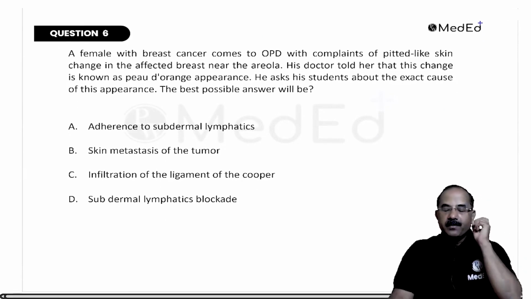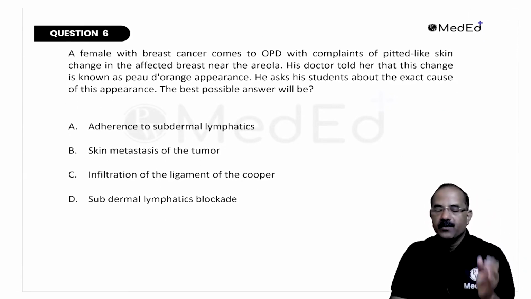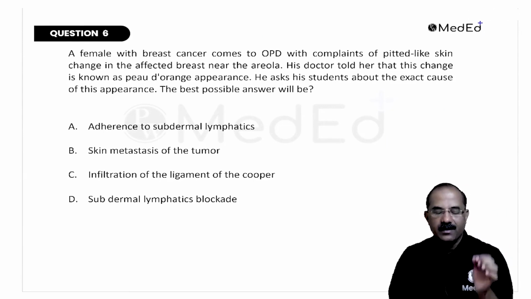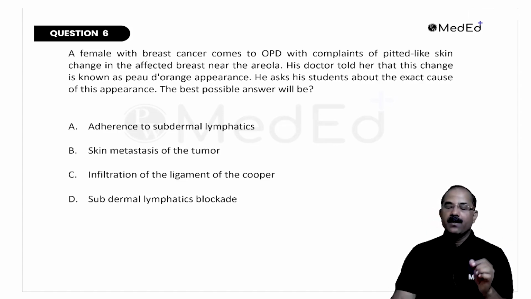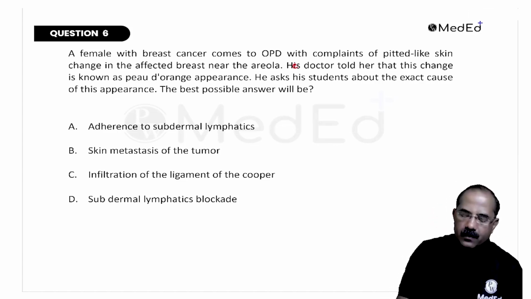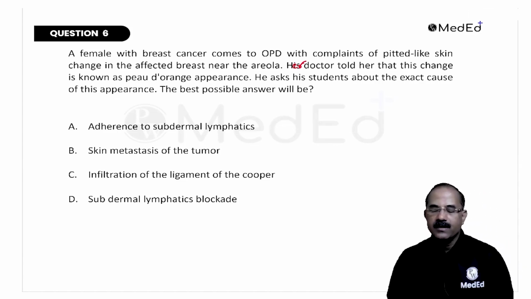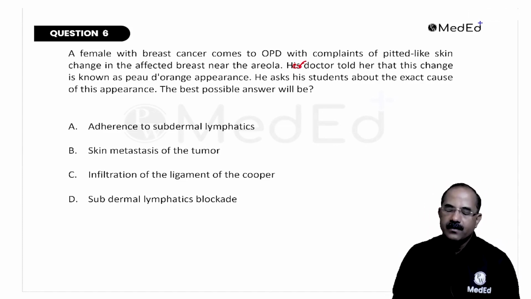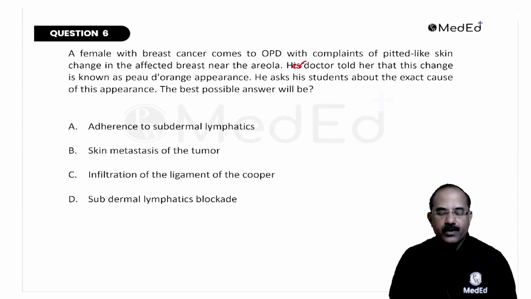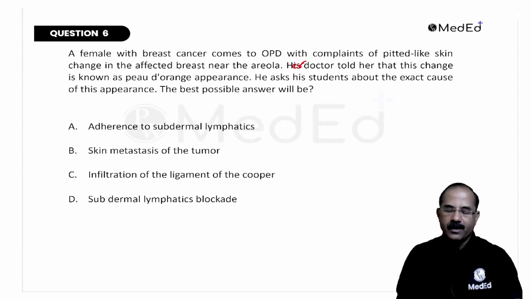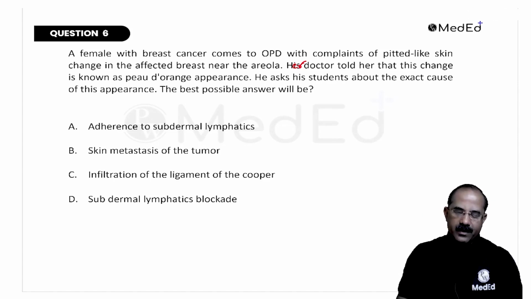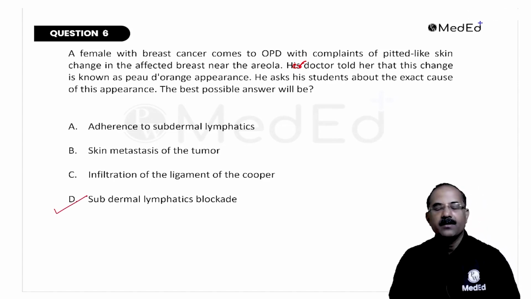A female with breast cancer comes to the OPD with a complaint of pitted-like skin changes in the affected breast near the areola. Her doctor tells her that this change is known as peau d'orange appearance. He asked the students about the exact cause of this appearance. The best possible answer would be subdermal lymphatic blockage. Okay, excellent.